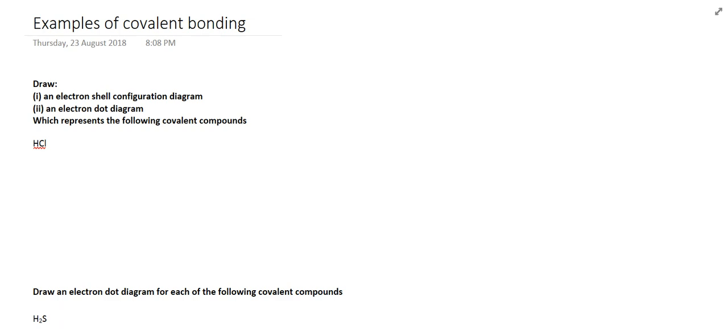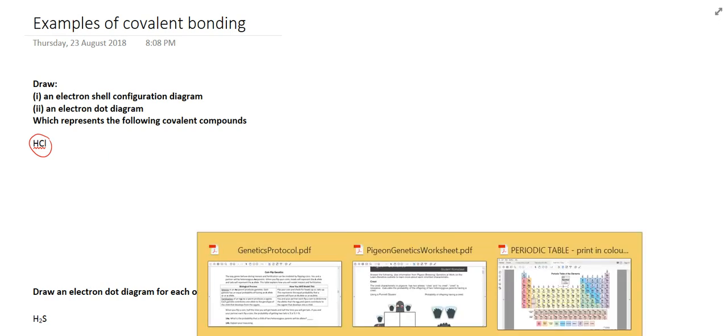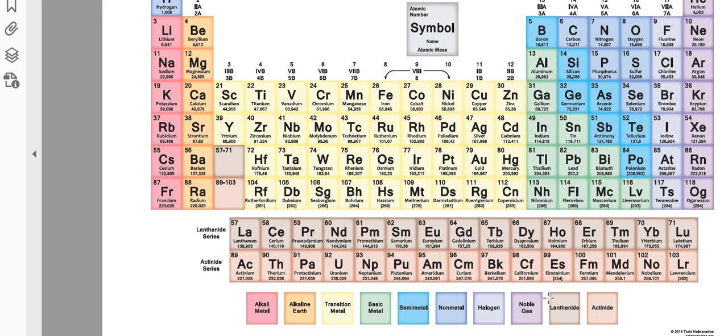Hi, in this video we're going to go through a number of examples of molecules made up of covalent bonds. The first of the molecules that we're going to have a look at is HCl, hydrochloric acid. HCl has two different atoms, hydrogen and chlorine. It's probably worth knowing where these lie in the periodic table just to work out what their electronic structure would be like.